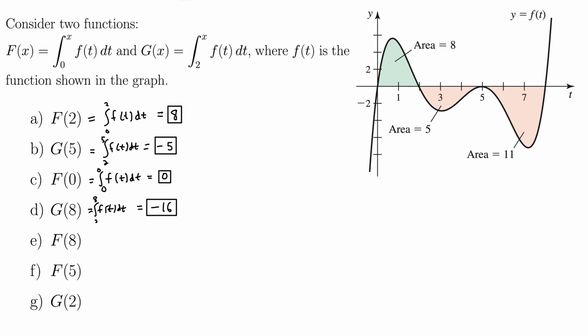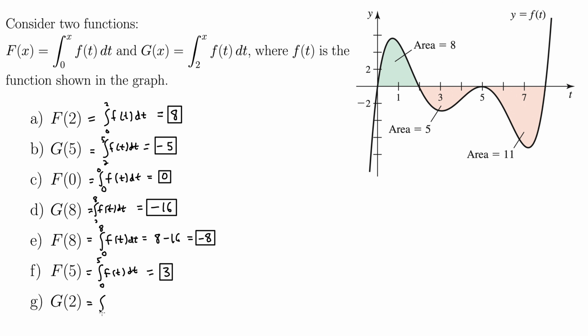These are so nice. I could do these all day. Capital F of 8. Well, that's the integral from 0 to 8 of f of t dt. All right, so over on our graph, we're going all the way here, here, and here. We're starting at 0, so we're going to be doing 8 for the positive area, minus 16 for the area below. 8 minus 16 gives us, of course, -8. Moving on to part F, we have capital F of 5. Well, that, of course, is simply the integral from 0 to 5 of f of t dt. And we can see very quickly that that's the area of 8 minus the area of 5 for a net area of +3.